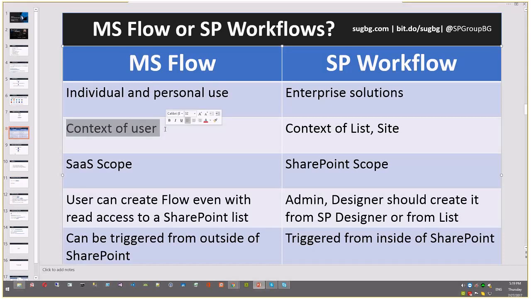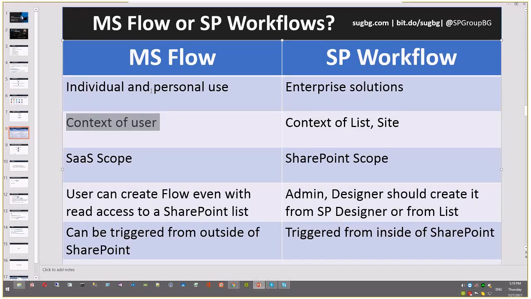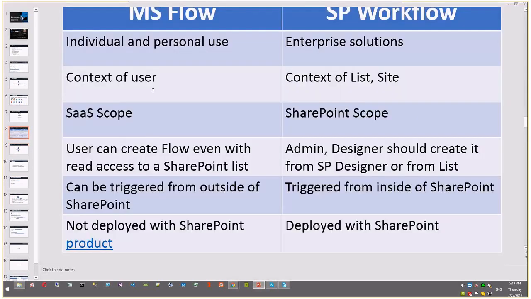Another difference is that Flow is executed in the context of the user. With the traditional workflows, we have list and site executions, but now this requires you to be authenticated, and it's in the context of the user. Another difference is the scope is software as a service. That includes SharePoint and Office 365 services and products, but also can include Twitter, Dropbox, whatever. Previously, we had SharePoint scope more or less.